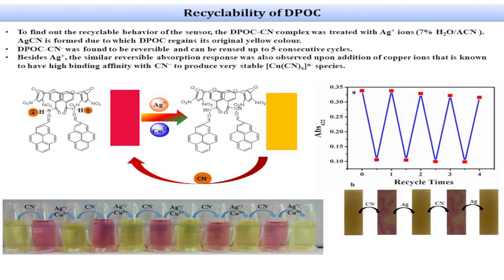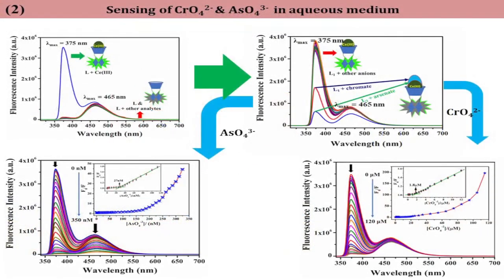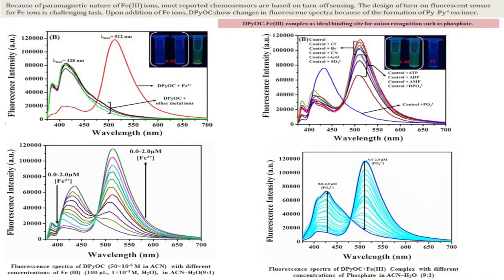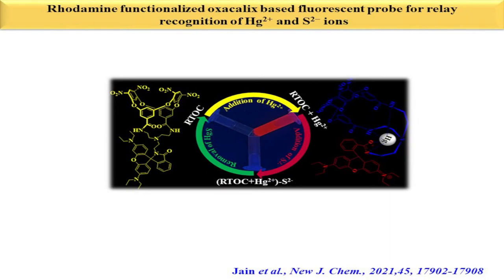Now, this is another dipyrenated oxacalix. Here this is the ethylene diamine, whereas in the previous case we used only the hydrazine. Now, this property makes it selective for iron as well as phosphate. You see here, this is with iron. Among so many metal ions, it senses only iron, and it gives a change in the fluorescence intensity like this. And when we add phosphate, it returns to its original spectra. So it can sense iron as well as phosphate simultaneously. This is the sensing mechanism.